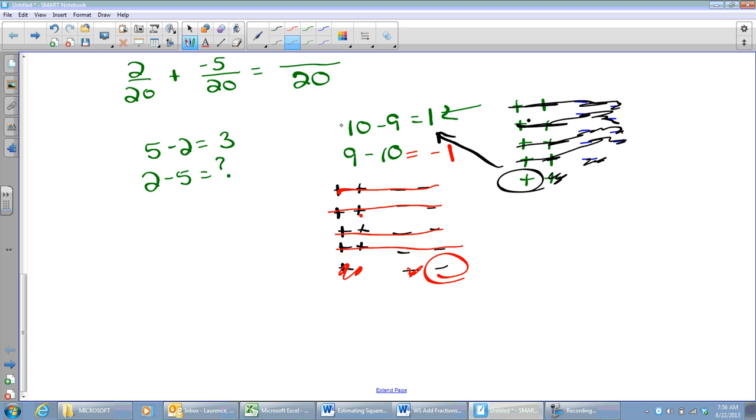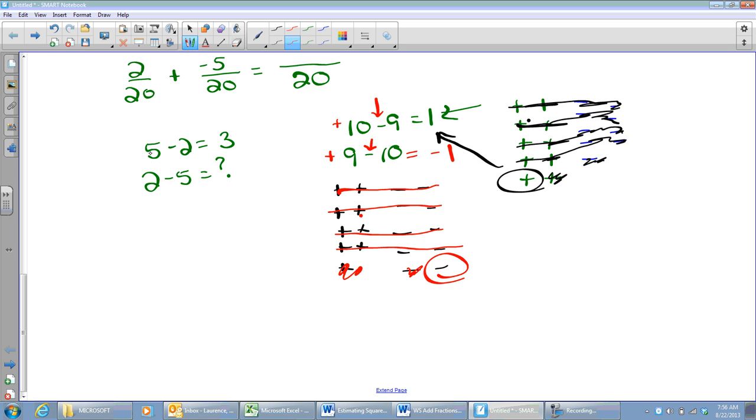Now notice the 10 was positive and the 9 was negative. Okay. In this case, the 9 was positive and the 10 was negative. I get the same answer with the inverse sign because the negative number is larger than the, or has a greater absolute value, I should say, than the positive number.